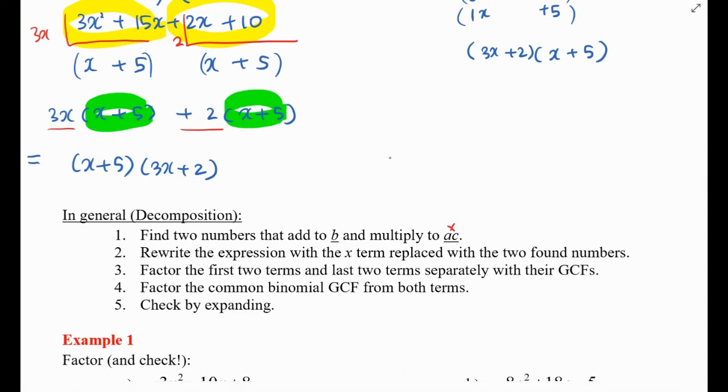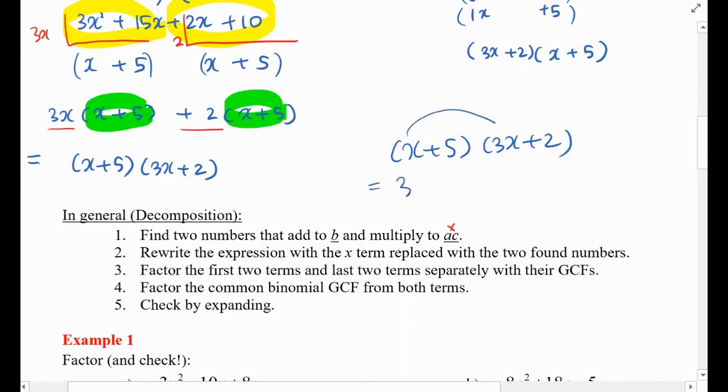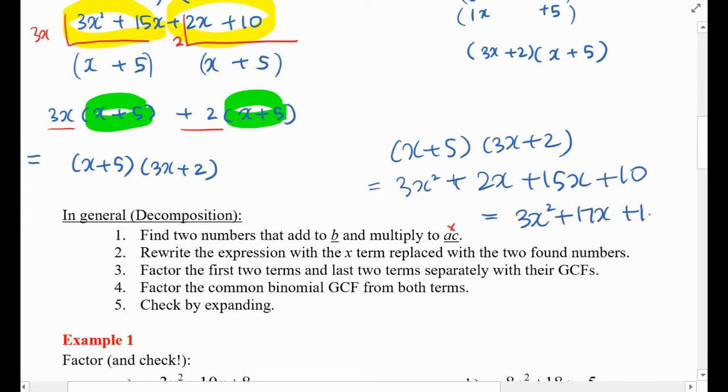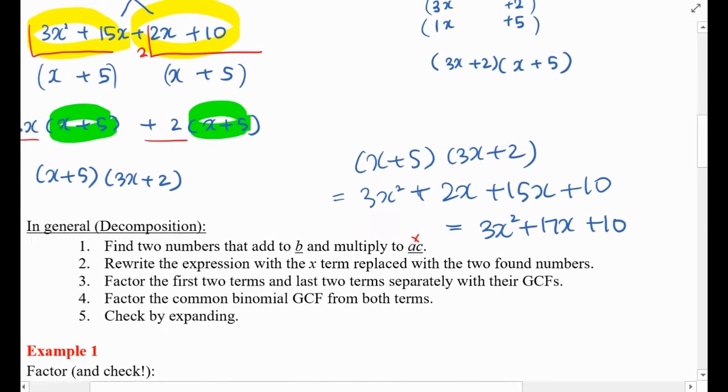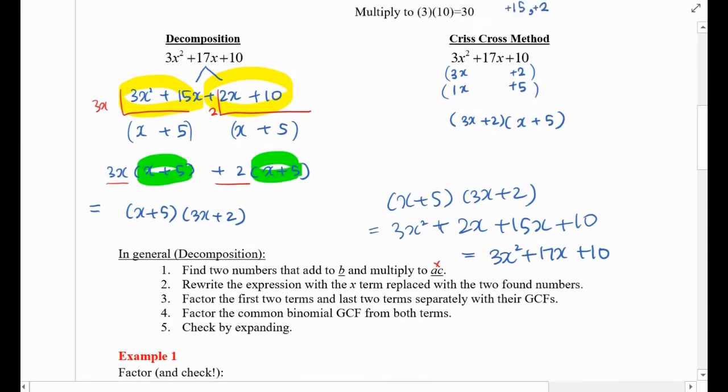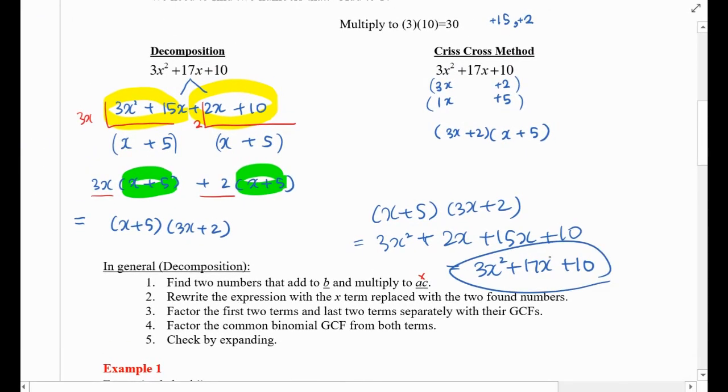So let's check it. x plus 5 times 3x plus 2: 3x squared, 2x, 15x, 10. Then 3x squared plus 17x plus 10. Okay? Alright, so this is the same as the original polynomial, so it's the right answer. So when you check, just expand it again. Okay?